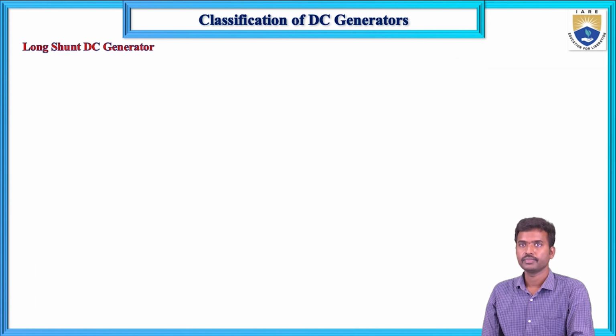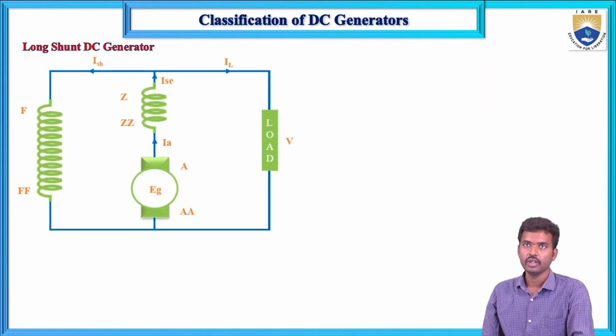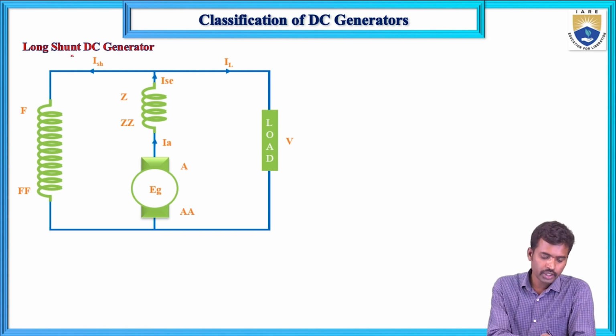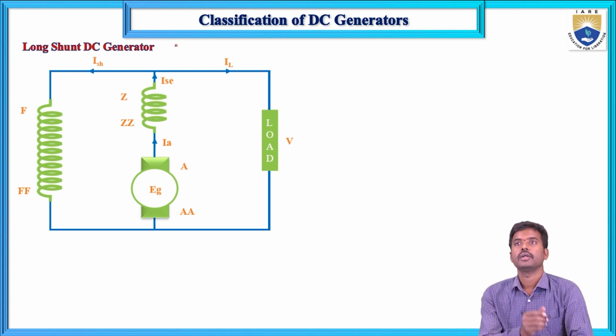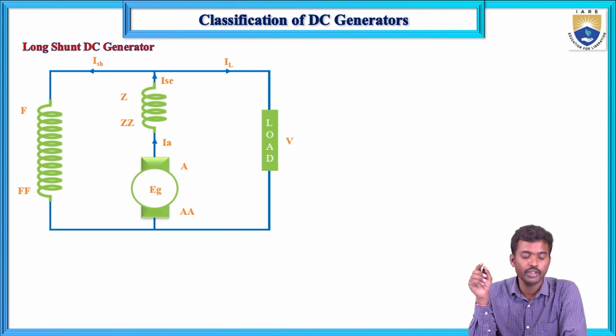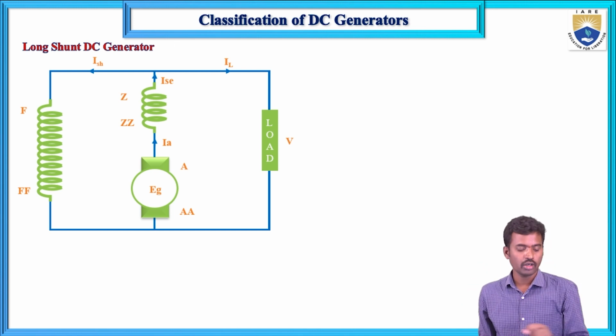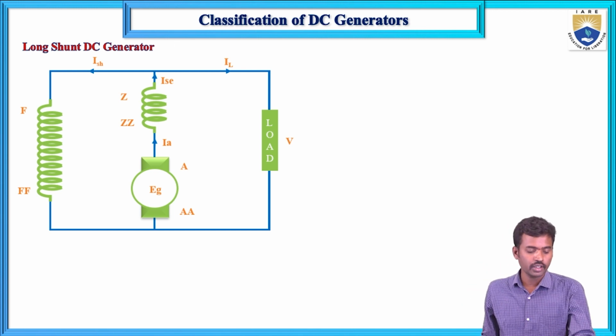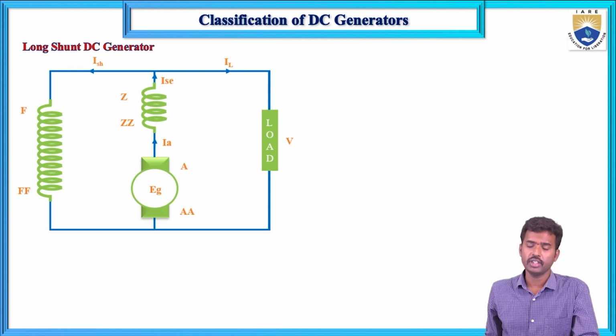Next, long shunt generator. Compound generators are classified into two types, short shunt and long shunt. In the compound generator we use two field windings and one armature winding. The only difference between long shunt and short shunt is the connection.